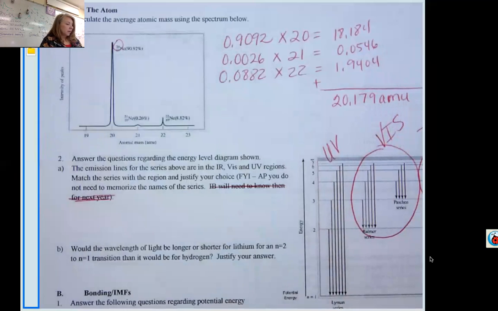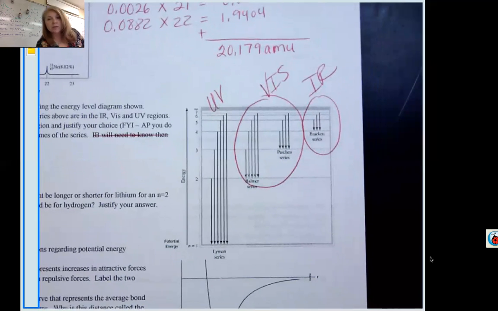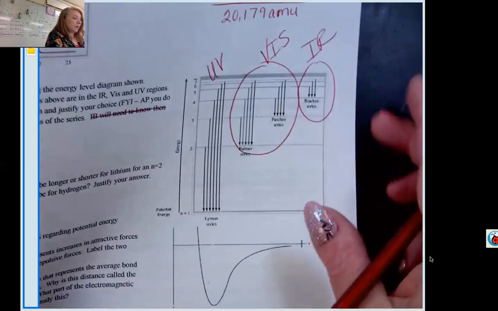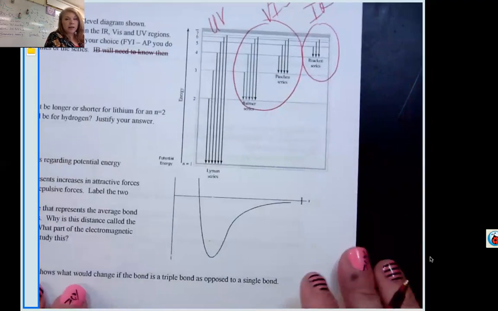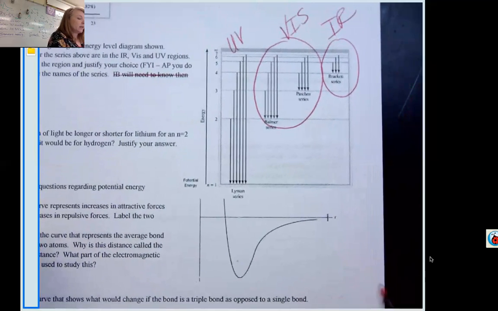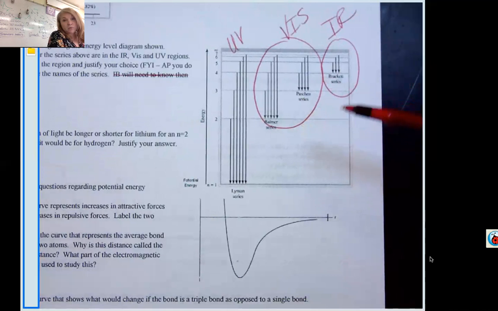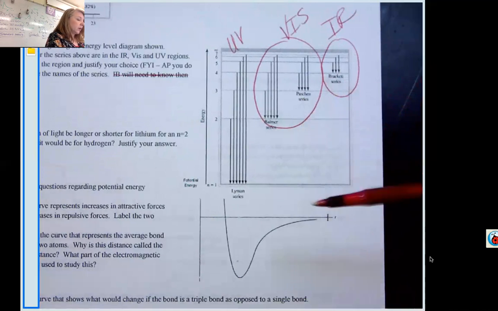All right. The next question has this little series that maybe you haven't seen before. One of the things we talk about in pre-AP Chem is how the atom is made up. Using light to determine that, we know that electrons are going to make jumps from one energy level to another. So you had to label this.